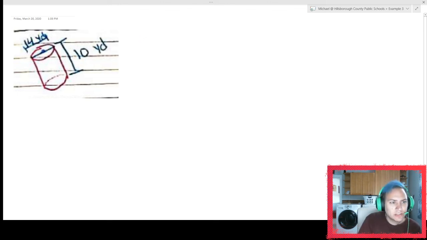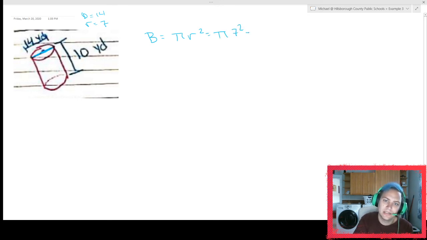So the first thing I have to do is find the area of the circle. Well, the formula for area of a circle is pi r squared. So I look up here. It tells me that the distance across this circle is 14. So that means the diameter is equal to 14, which means the radius is equal to 7. So I'm going to plug in over here pi times 7 squared, which will give me 49 pi. Like I said, I'm going to leave it exact. I'm not going to actually work it out there.